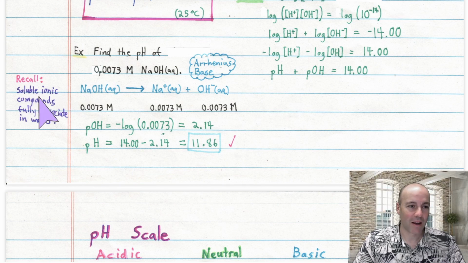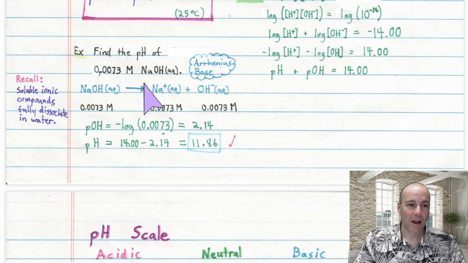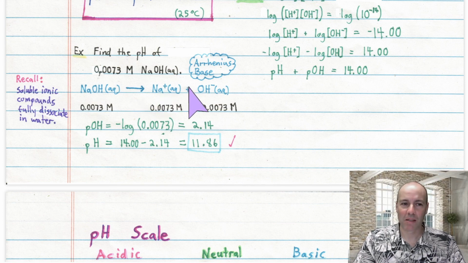like all ionic compounds do, it fully dissociates in water. So ionic compounds, when they're in solution, they're dissociated. And so the sodium hydroxide will completely dissociate into sodium pluses and hydroxide minuses. And there you go. You have hydroxides in solution, and that's what a base is. If you're starting with 0.0073 molarity of the ionic compound in solution and it fully dissociates, that means you have 0.0073 molarity of the sodium pluses and also the same molarity of the hydroxide minuses.